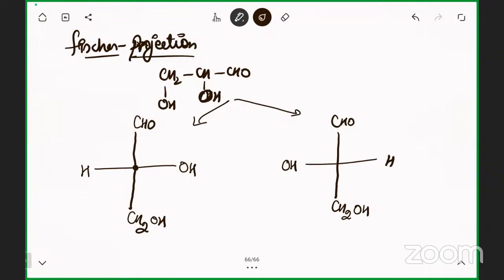Got it? How am I making it? Just open the structure and make it vertical. That's it. Just open the structure and make it vertical. The compound will be in the Fischer projection.